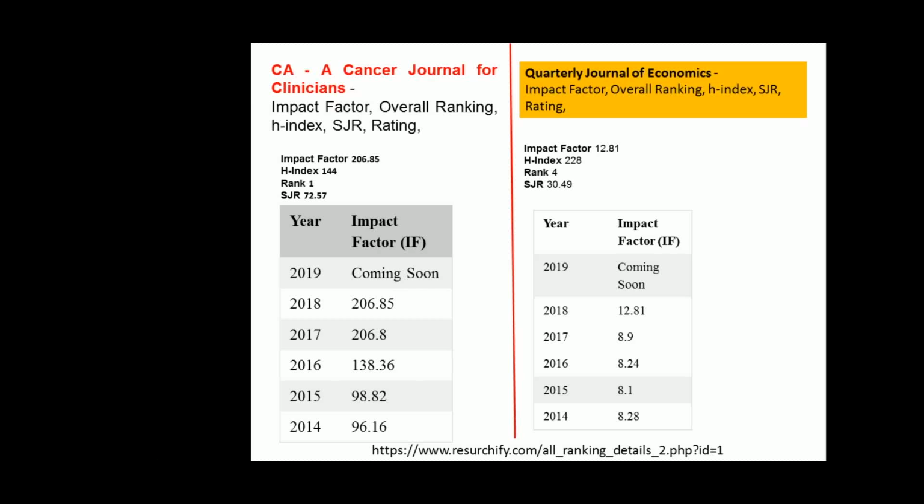And similarly, in the case of the Quarterly Journal of Economics, you can find 2019 is coming. It starts in 2014 at 8.28, and it got reduced in 2015 to 8.1. Now it is 12.1. If I am a researcher and I am publishing an article, naturally I will look for publishing the article in a high impact factor journal, so that this article gets visibility among other scientists or among my peer group.